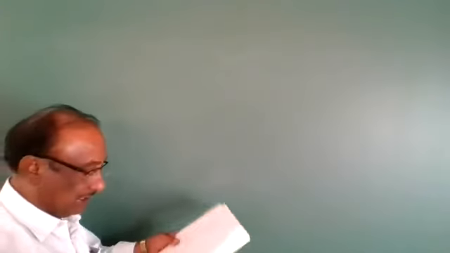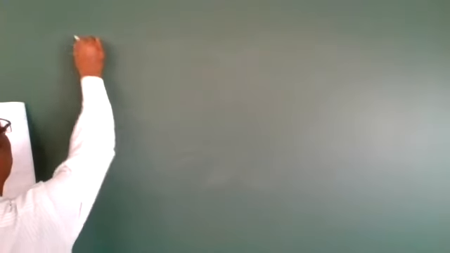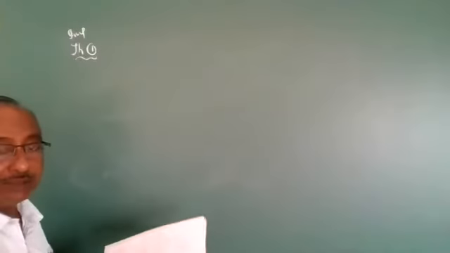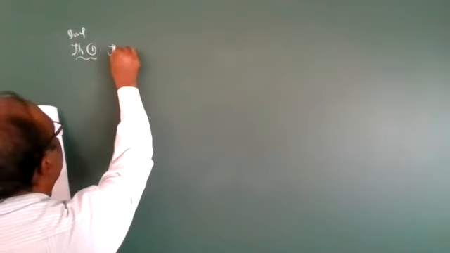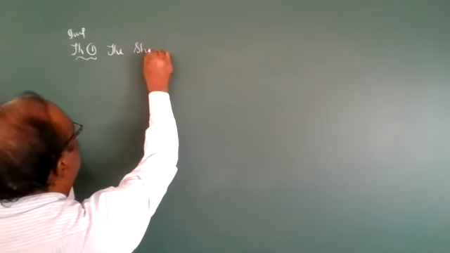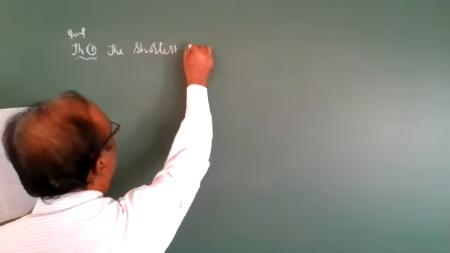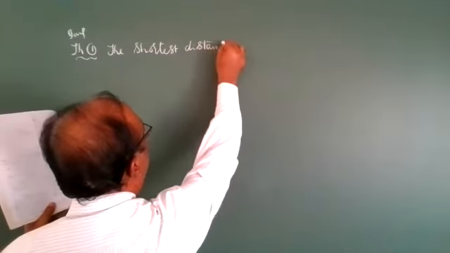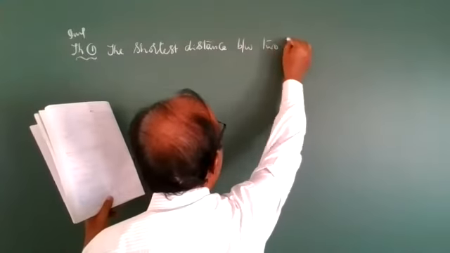The shortest distance between the two skew lines. Theorem 1. This is also important. That's why I'm going to explain it. Otherwise, I would directly explain the point and do the problem.